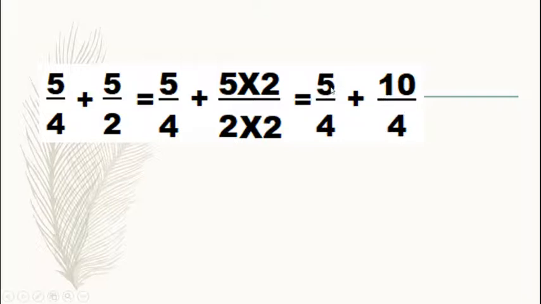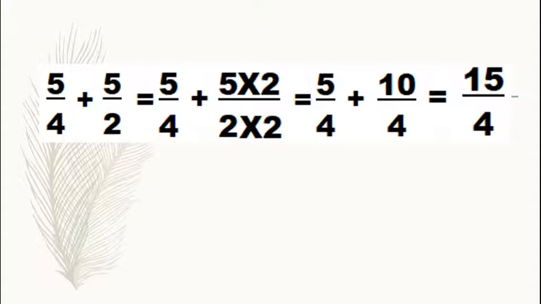So we'll have 5 plus 10. It's equal to 15. Then copy our denominator 4. So we got the answer of 15 over 4. Is this our final answer? Okay, so as you observe, it is an improper fraction. So we need to convert it into a mixed number.